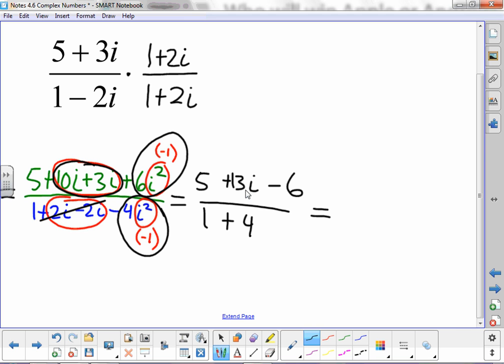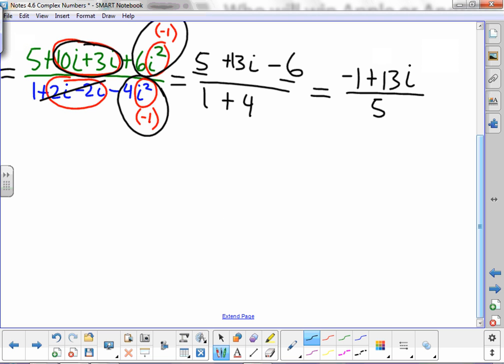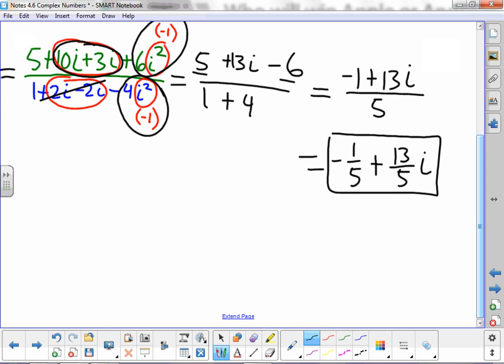All right, so now it's just a matter of combining like terms. 5 and a negative 6 is a negative 1 plus a 13i, and then on the bottom is a 5. Now keep in mind, we want this to be in a plus bi form. Right now, it's not really separated like that, so we'll divide the 5 into the negative 1, so you get a negative 1/5, plus 13i divided by 5, which is the same thing as 13 over 5 i. That way you can identify what your a and your b are. Your a is a negative 1/5, your b is a 13 over 5.